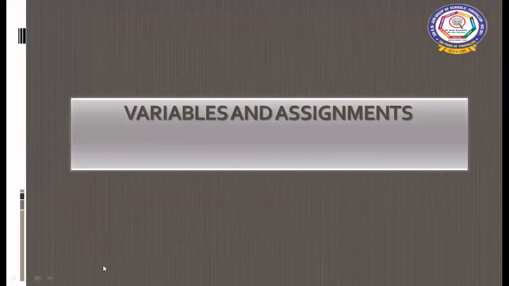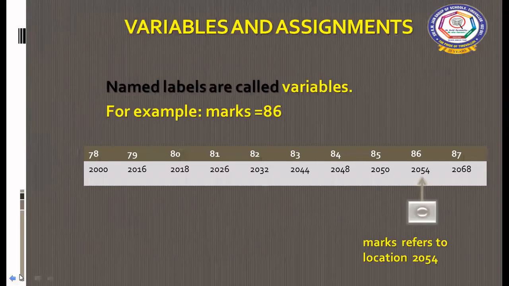The next is variables and assignments. A variable is called a named label. So here marks equal to 86. Marks is a named variable that contains the value 86. Here you can see that these values, which are nothing but objects, are already present in memory. Once we define the variable, it will point to that particular object's referencing address, which is 2054 here.